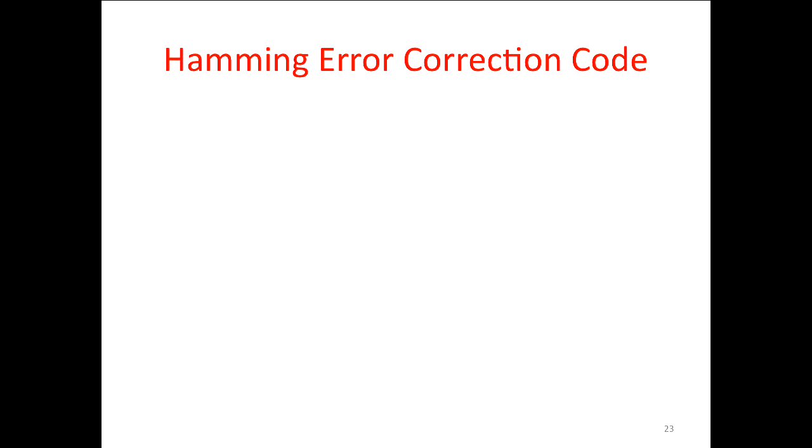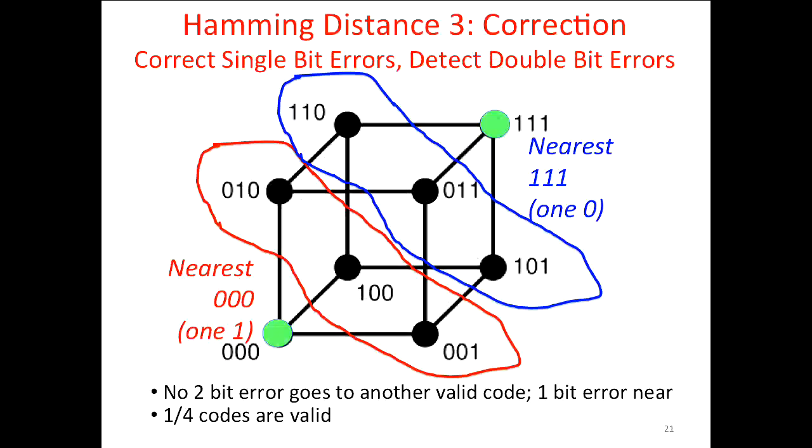All right, so the examples we've done so far, I just want to say there was a bug on this slide, so only 1/4 of the codes are valid, not 1/8. Right, those 2 are valid, the other 6 are not.